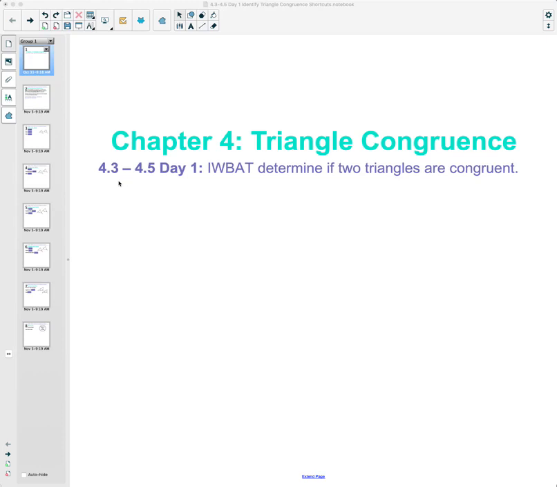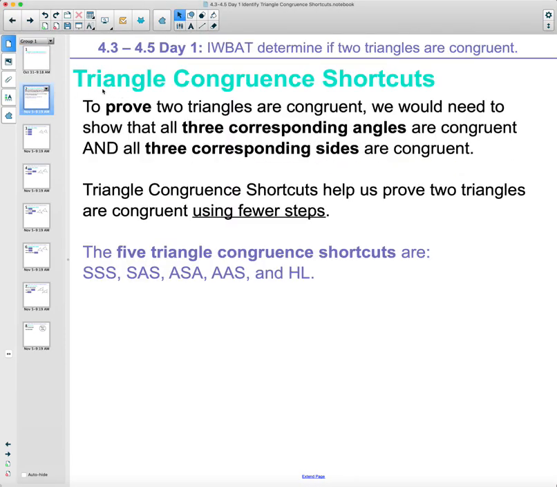For this section, we are going to be talking about some shortcuts on how to determine if two triangles are congruent. So in the last section, we talked about how to prove that two figures are congruent meant that all the sides and all of the angles, so all the corresponding parts, needed to be congruent to one another. So if we're talking triangles, that would mean you'd have 3 corresponding angles and 3 corresponding sides, so 6 total pieces that you would need to prove were congruent.